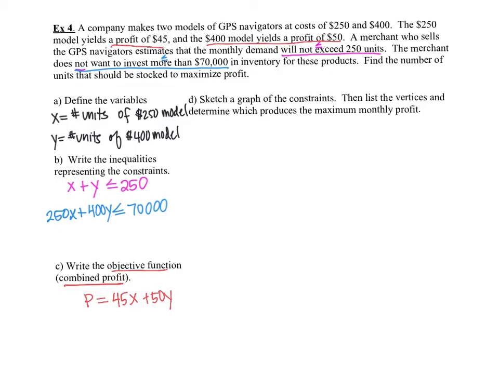Now I'm going to sketch a graph, list the vertices, and determine which produces the maximum monthly profit. I'm just going to do a sketch. You are welcome to do the same. Because X and Y are greater than or equal to 0, I'm not even going to sketch any quadrant other than 1. Now I am going to graph this using intercepts, and I'm going to make a sketch, so it's not going to be perfect.